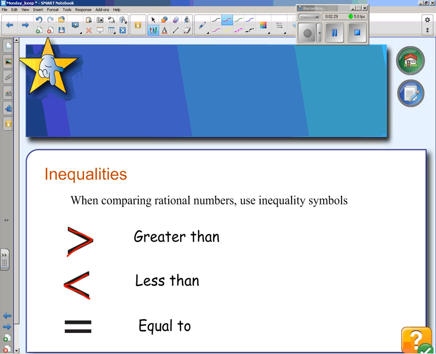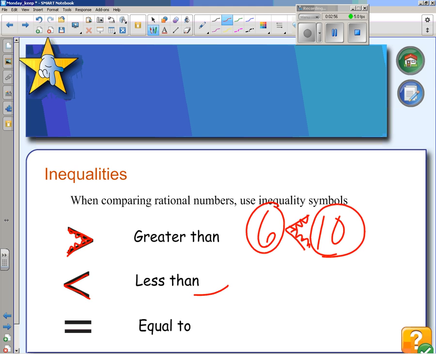Now, a little trick that I always used to remember is I think of this little thing as a mouth. It's an alligator with sharp teeth, and the alligator wants to eat the bigger number. So if I have the number 6 and the number 10, my alligator wants to eat the bigger number. So 10 is greater than 6, and 6 is less than 10. Both of them are alligators. The equal sign, maybe it's an alligator with his mouth shut. Never thought of that. But anyway, moving on.